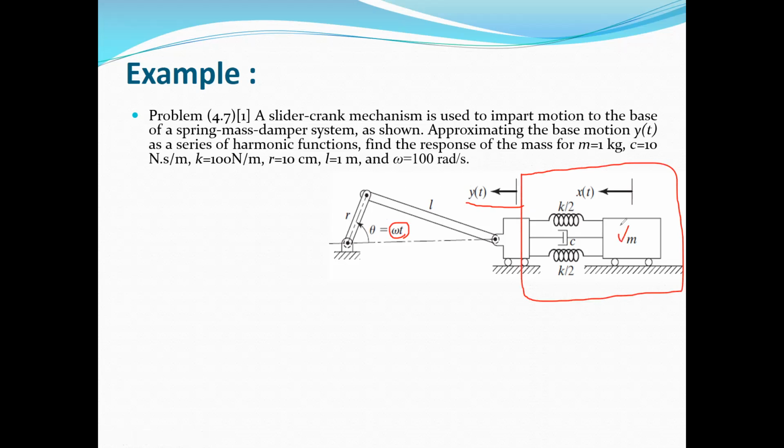It includes mass m and a spring with a stiffness k. Here we have two springs with the stiffness k divided by 2, or half k, so the total stiffness for this system is k, and also the damping c. So in this system, we have one base excitation, and we call it y(t), and we need to find a relation between y(t) and this theta rotational motion.